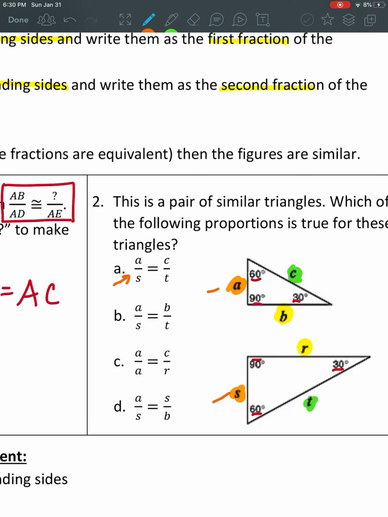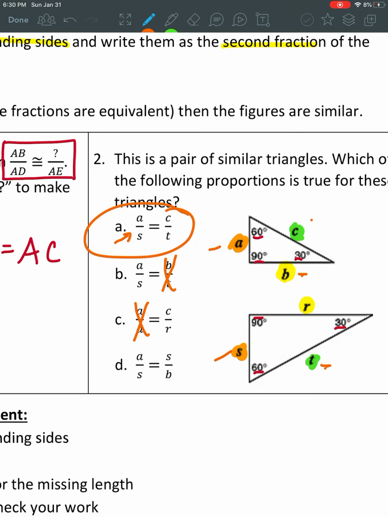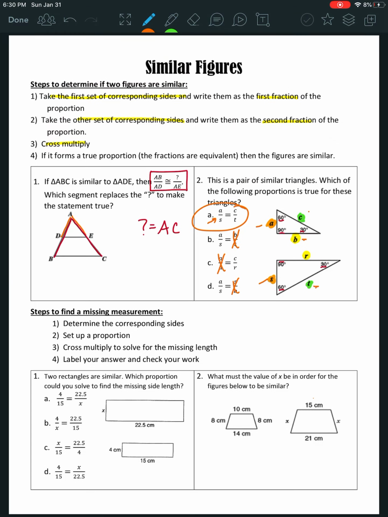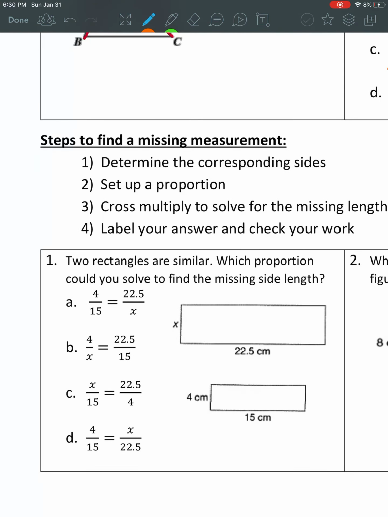So we have A to S in this first proportion over C to T. That is correct. That works out. Now the next one wouldn't work out because we're saying A to S, so that's correct, but then it says B to T. Those I highlighted in different colors, those are not corresponding, so that part doesn't work out. A to A doesn't work because we don't want it from the same shape. A to S and D does work out, but then we have S to B, those aren't matching sides. So that's why those other three do not work out.